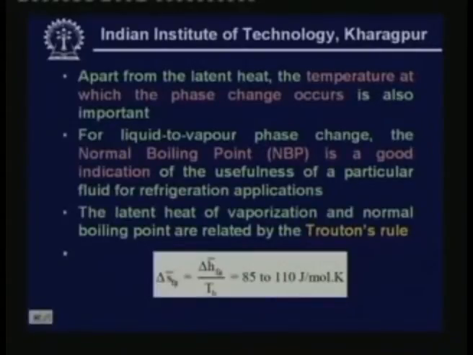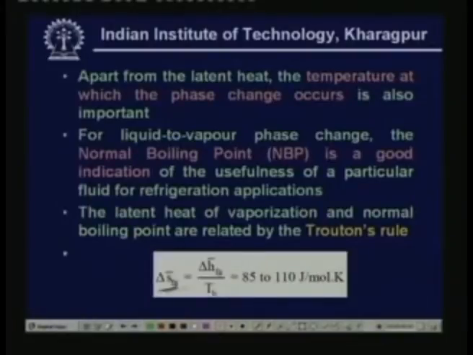Now the latent heat of vaporization and normal boiling point are related by what is known as Trouton's rule. Trouton's rule says that delta S_fg, which is nothing but the molar entropy of vaporization, is constant for all fluids. That is what Trouton's rule is all about. Constant means not a single value, but it is found that this value for most of the fluids lies in this range. And what is this delta S_fg?